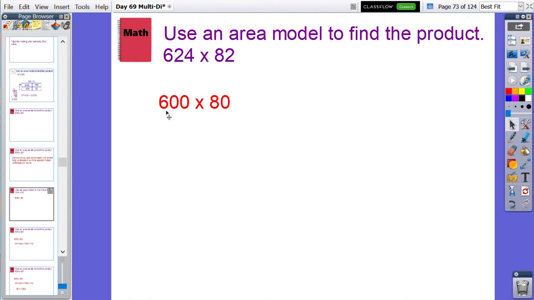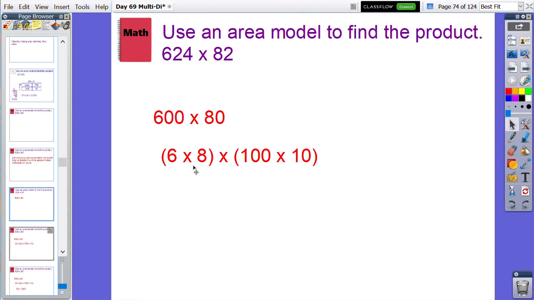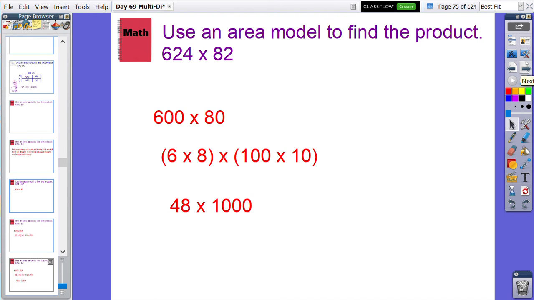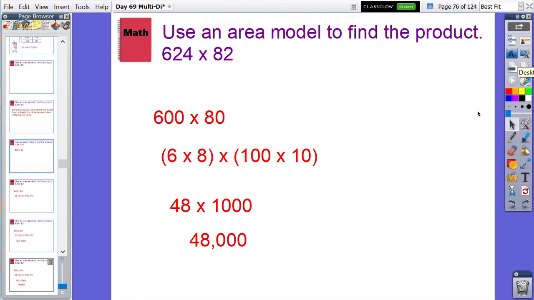Now, 600 is really 6 times 100, right? Because 6 is in the hundreds place. And 80 is really 8 times 10, because 8's in the tens place. So we are going to do 6 times 8 times 100 times 10, which makes it easier for us to do mental math. So we have 48 times 1,000, which is 48,000. Okay, so our estimate is 48,000. Our answer should be close to 48,000.